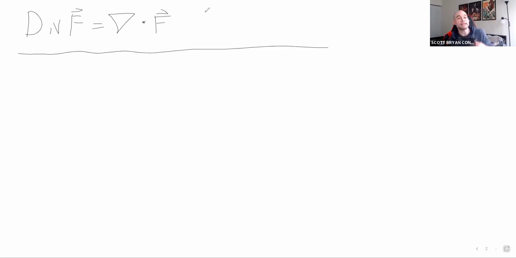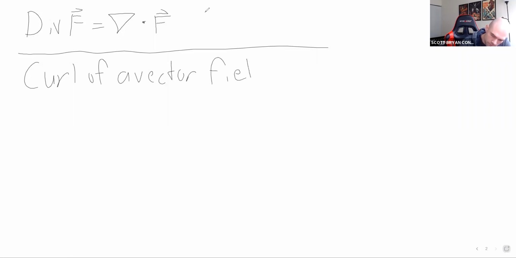Okay, so we saw the divergence of a vector field F. We think of the vector field now as a vector, each of whose components are functions, and you take the dot product of that with the del operator. We saw that yesterday. And today we're going to see the cross product. So we call that the curl of a vector field F.